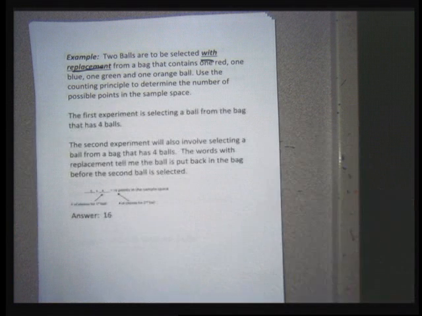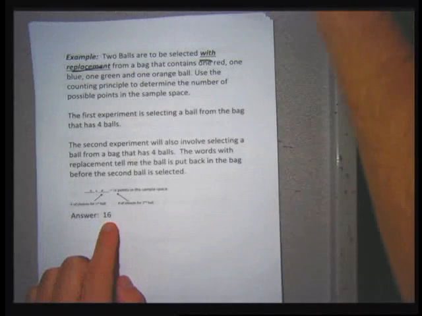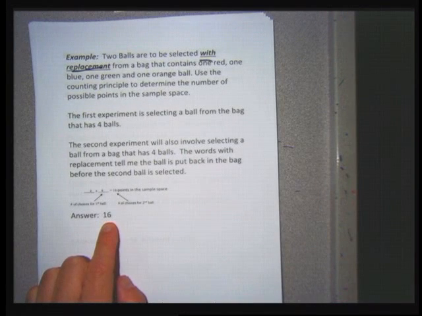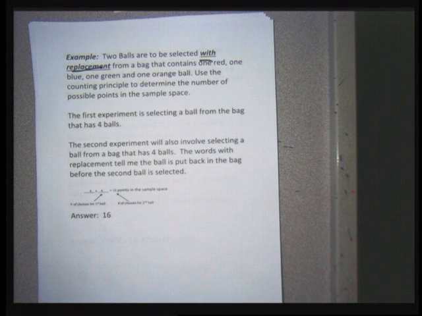Each experiment is removing a ball. So there's 16 different items. The size of the sample space is going to be 16. The counting principle says there's 16 different possibilities when I do 2 experiments this way: remove a ball, put it back, remove another ball.